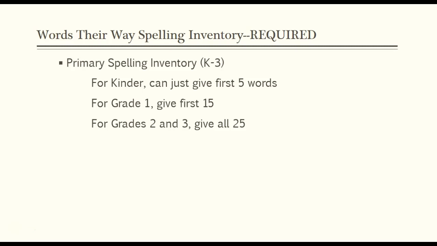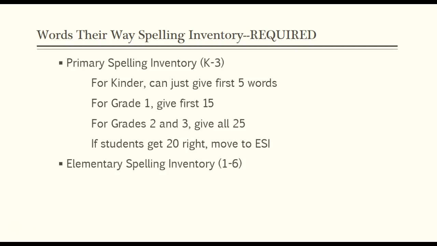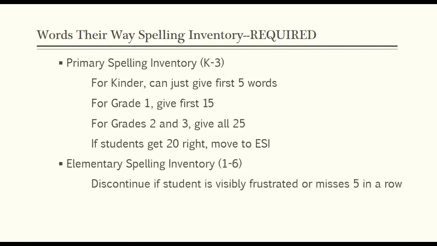So very important, whatever you give for the pre-test, you need to give on the post-test. So I would give more unless they're pulling out their hair and yelling at you. I would try to give as many as you possibly can. If they get 20 words right or more, move to the elementary spelling inventory. That is recommended for grades 1 through 6. You can discontinue that if the student is visibly frustrated or misses 5 in a row, but I would try and give as many of it as possible.